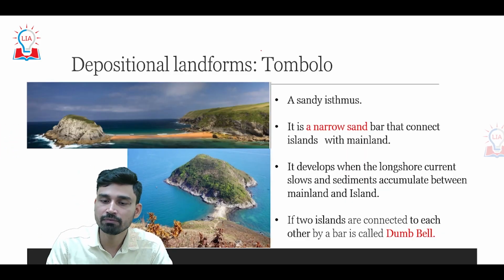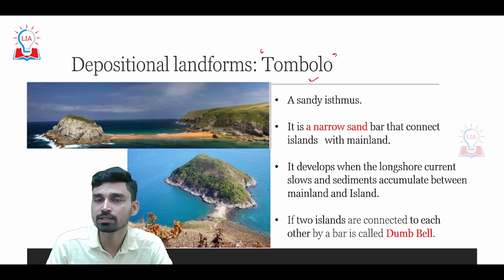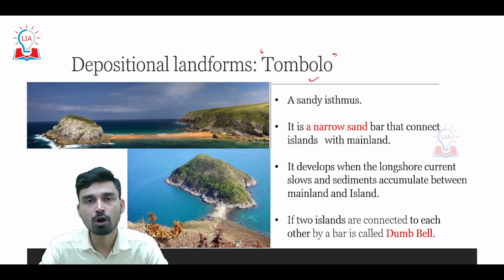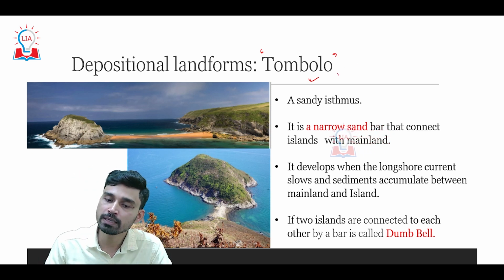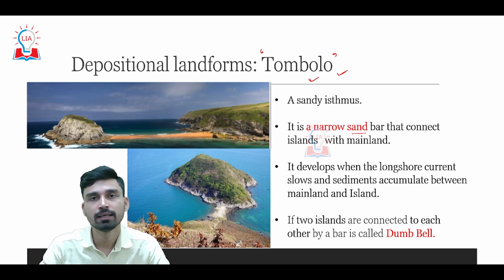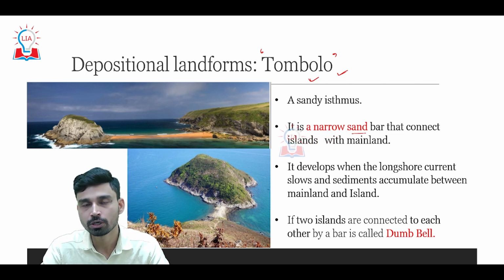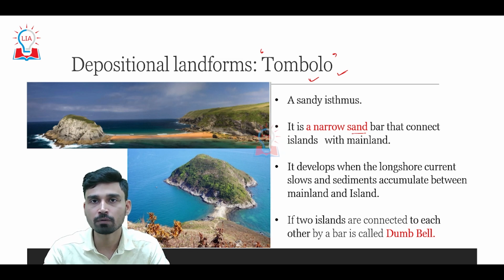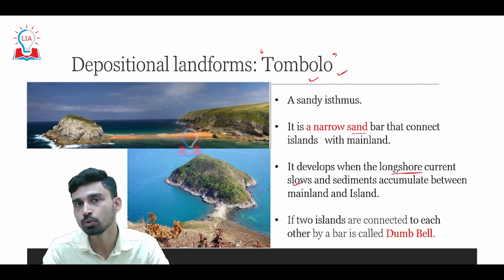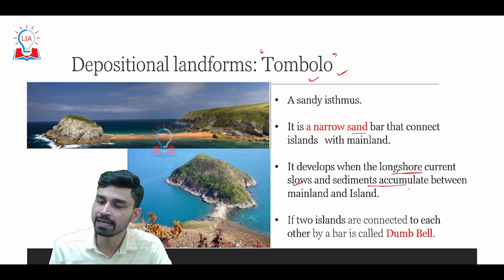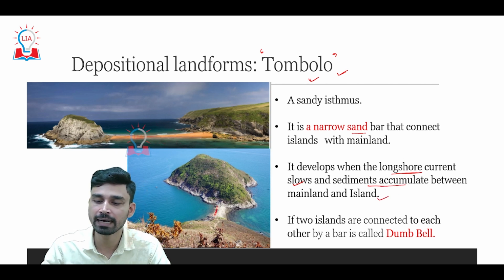A very interesting landform that develops in the coastal area is what we refer to as a tombolo. A tombolo in simple terms can be called a small sandy isthmus. An isthmus is something that we have read before, a narrow strip of land connecting two large land masses. So a tombolo is a kind of isthmus, a narrow sandbar that connects an island off the coast to the mainland through the development of a sandy landmass. It develops when the longshore current slows down, loses its momentum and energy, and whatever sediment it has been carrying starts to accumulate between the mainland and the island.